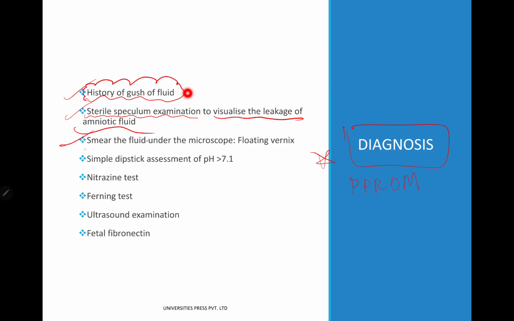Smear the fluid under the microscope. After doing a speculum examination and visualizing the leakage of amniotic fluid, we will take this fluid and place it in a smear under the microscope. What can you see in the smear? Floating vernix can be seen. Very important finding.